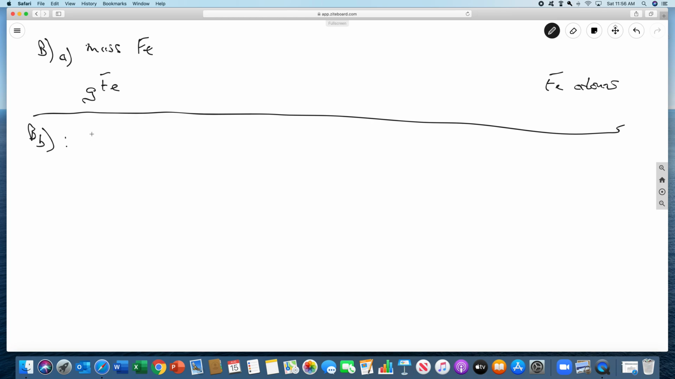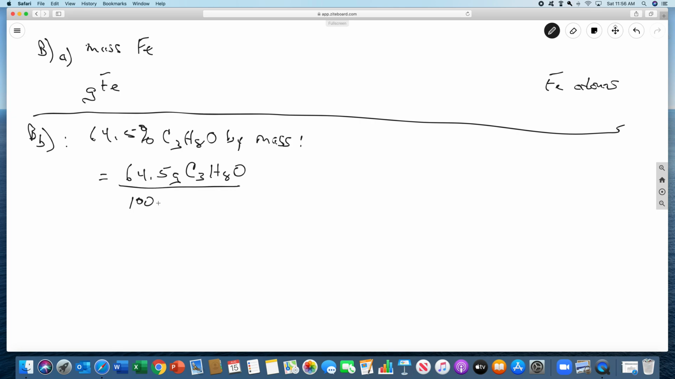Now, what we have is a solution that is 64.5% C3H8O by mass. And just to help you with the math here, this means that there's 64.5 grams of C3H8O for 100 grams of the solution. So the alcohol is not pure, it's a mixture. So that's what that means.